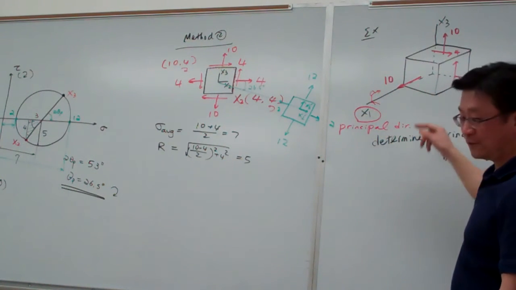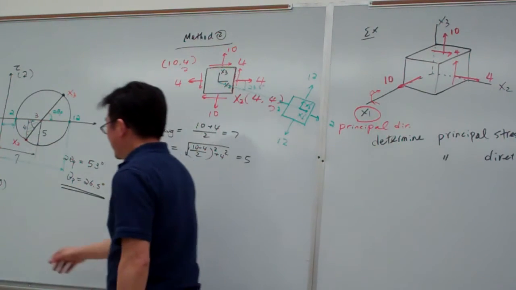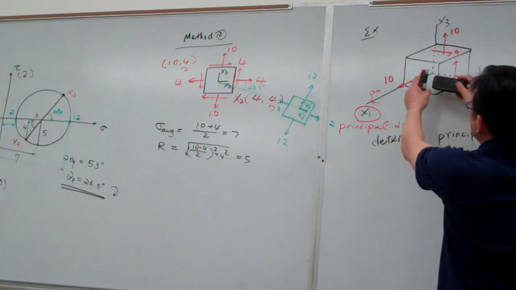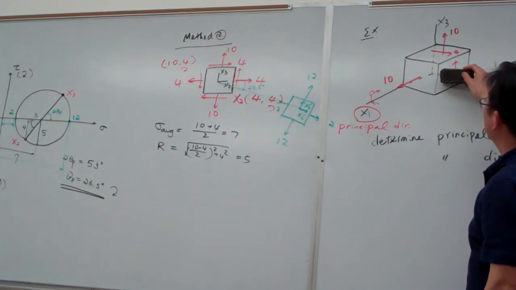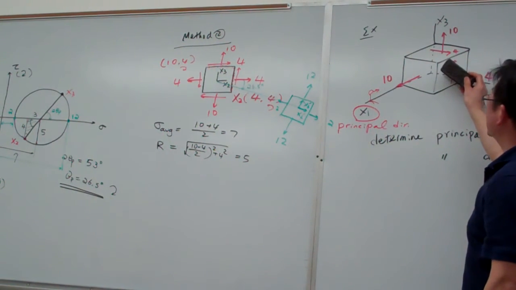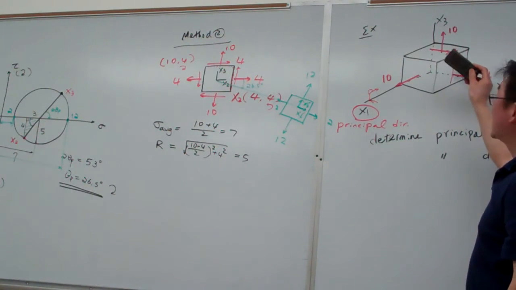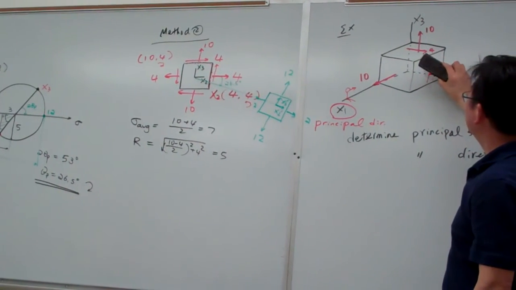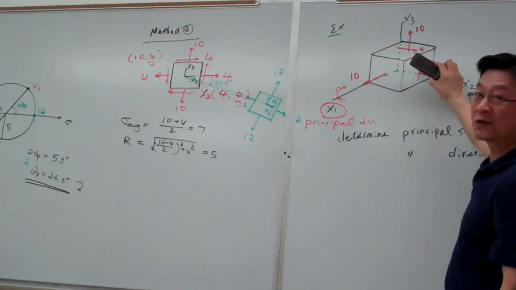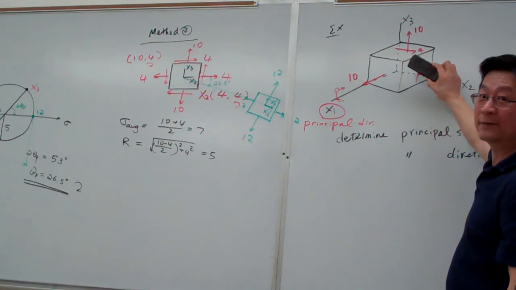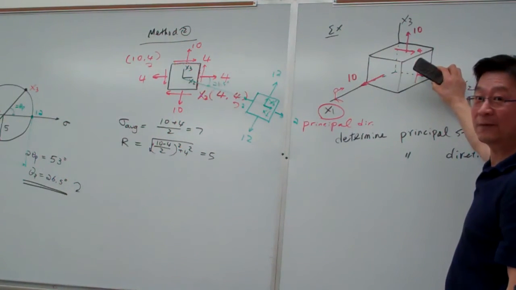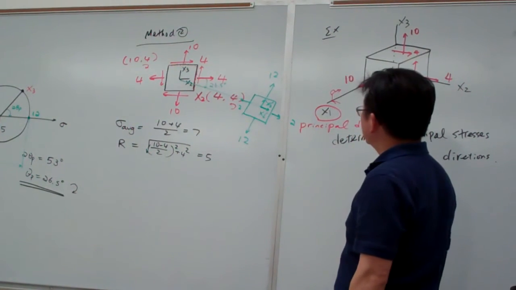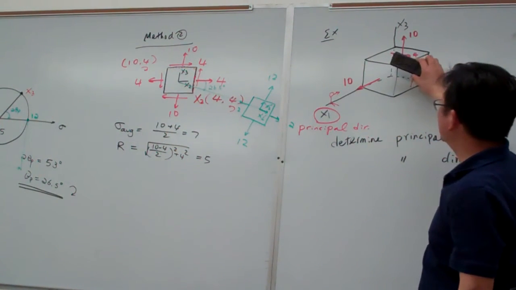So basically, let me utilize this one representing this element. This face is the x1 face like this. So right now, we simply rotate this one by 26.5 degrees. This represents the principal directions. Got it? Okay. So in this way, that is the principal directions.